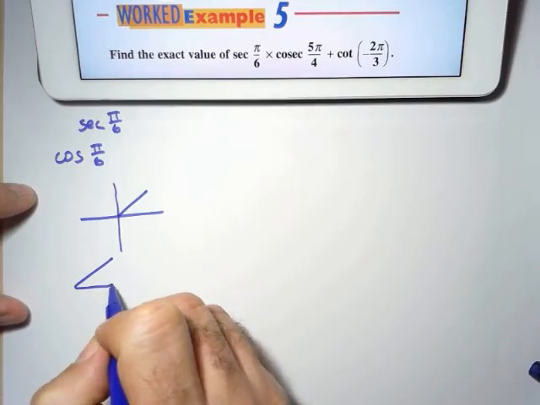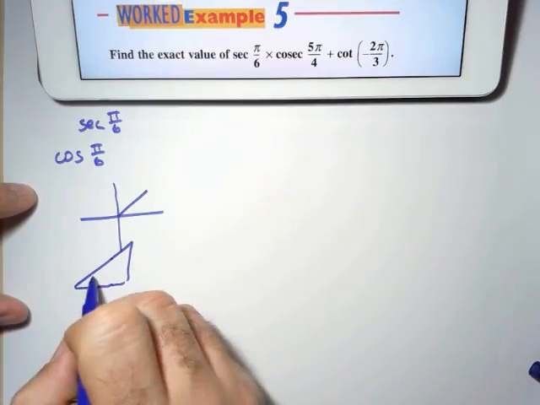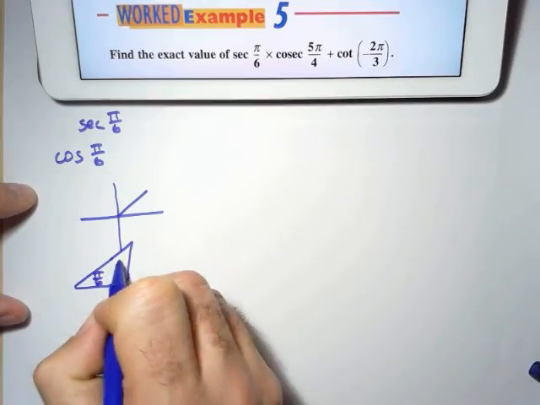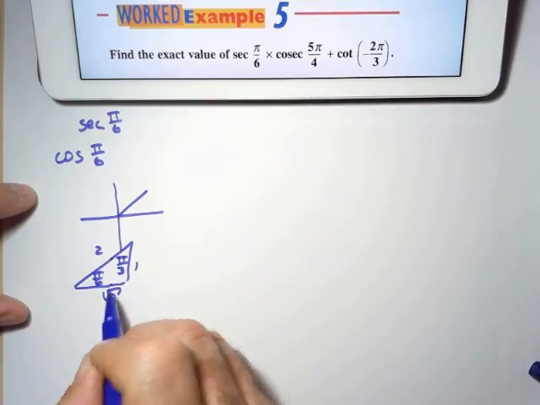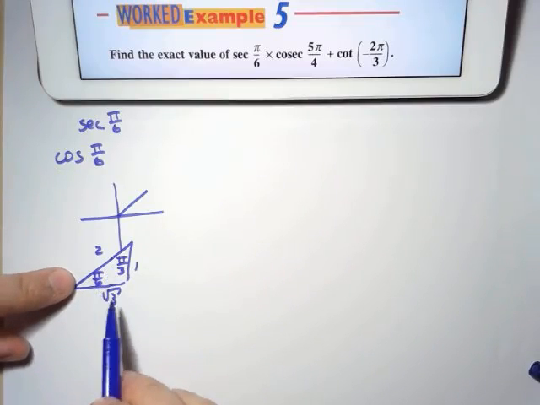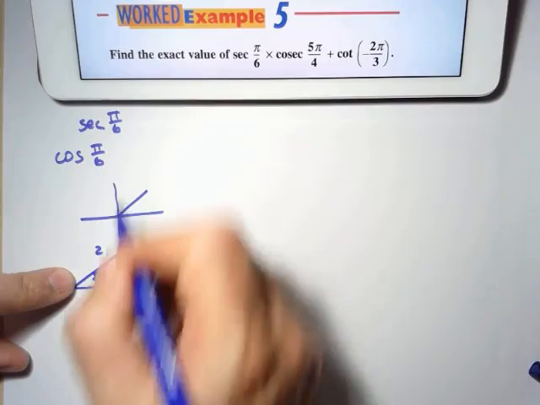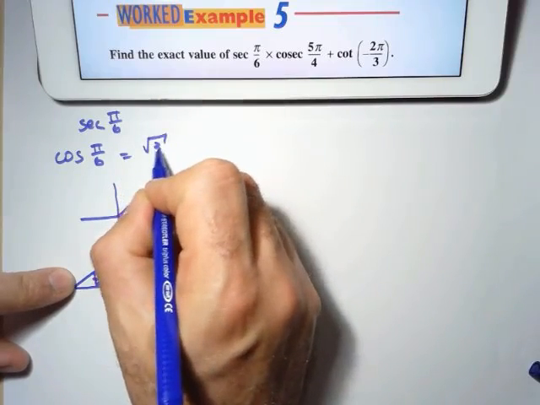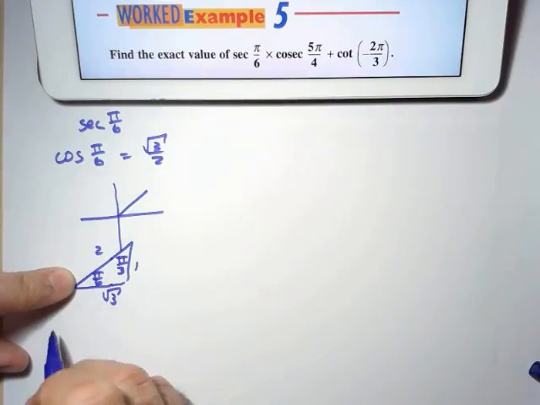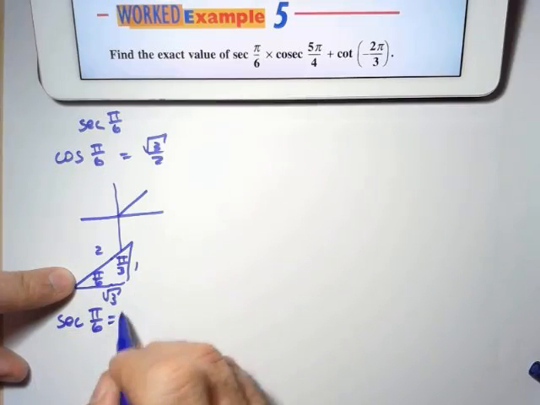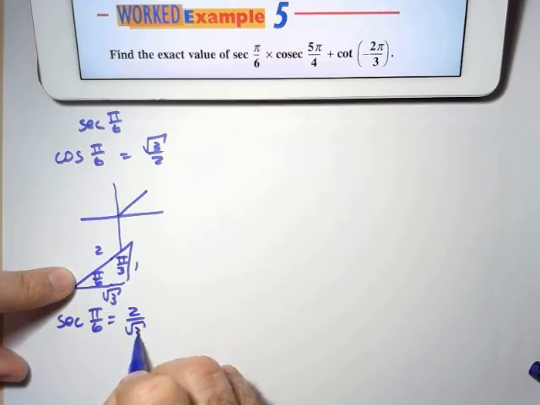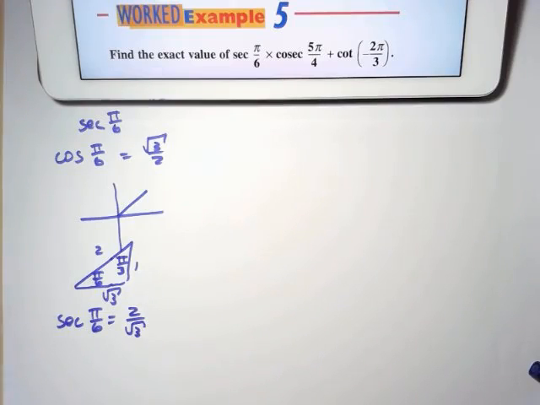So for my special triangle, because they say exact values, that's pi over 6, that's pi over 3, 1, 2, square root 3. So the cos of pi over 6 is adjacent over hypotenuse, which equals square root 3 over 2. If cos is square root 3 over 2, then sec pi over 6 is the inverse of that, which is 2 over square root 3. So I have the first part done.